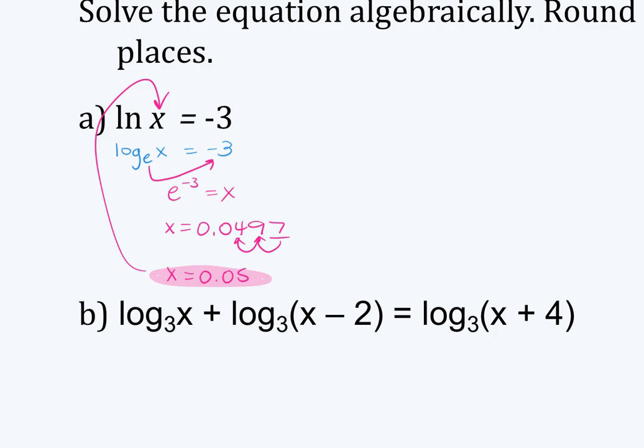On a side note, these are easy to check. If I had my calculator especially, I would plug ln of 0.05 into the calculator, and now I might not get exactly -3 because we rounded it. I'll actually get -2.995, but that rounds to -3. So these are easy to check when you have your calculator.